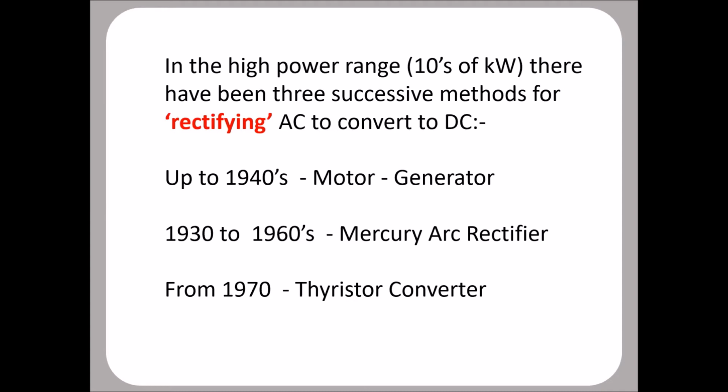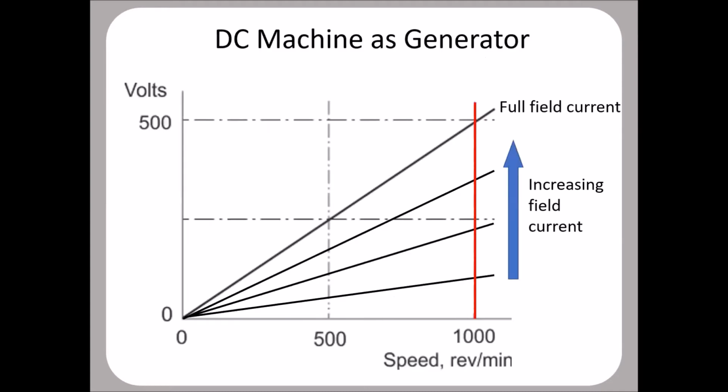Let's just briefly see what happens when we use the DC machine as a generator. You don't need to take all of this in. Just imagine we're running at a fixed speed. It's driven by another motor or a diesel or whatever, a steam engine. And it's driven at 1,000 revs per minute. And when we increase the current in those little field coils, the output voltage increases in proportion.